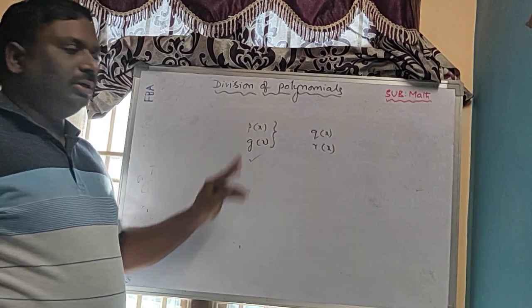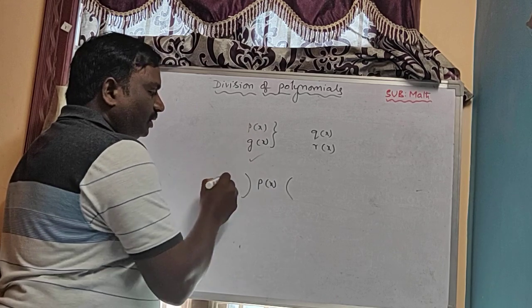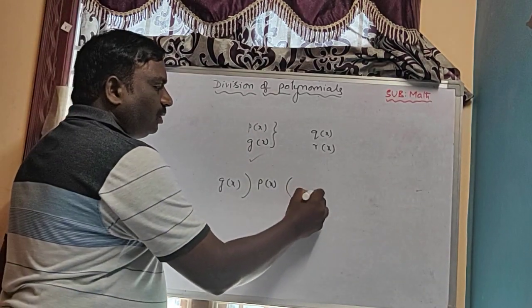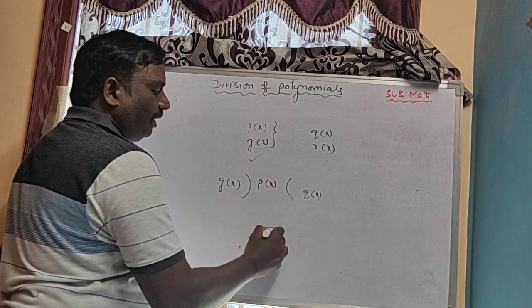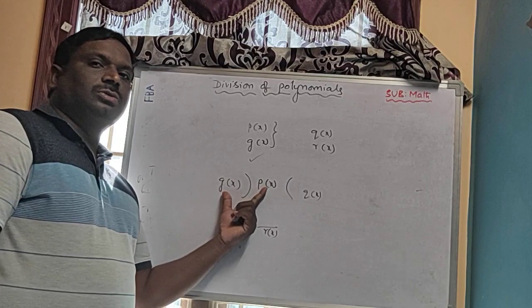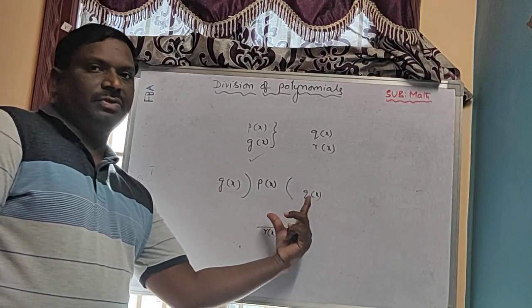What is p of x? That is dividend. What is g of x? Divisor. And q of x is quotient. R of x is remainder. When they give these two, by using division, we have to find q of x and r of x. That is one of the models.